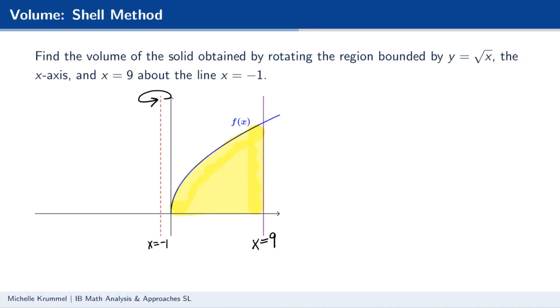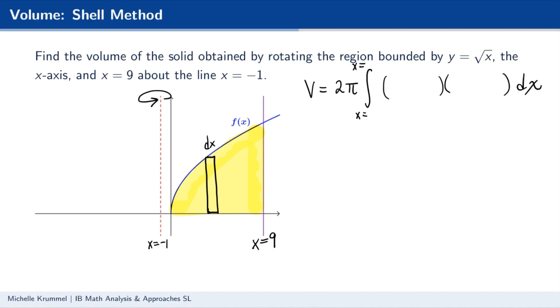If I'm doing shell method, I'm going to draw my rectangle parallel to my axis of rotation, and my axis of rotation is a vertical line, so I'm drawing a vertical rectangle, which is going to make this a dx problem. So my setup: volume equals 2 times pi integral from x equals something to x equals something, and then we have radius times height times dx.